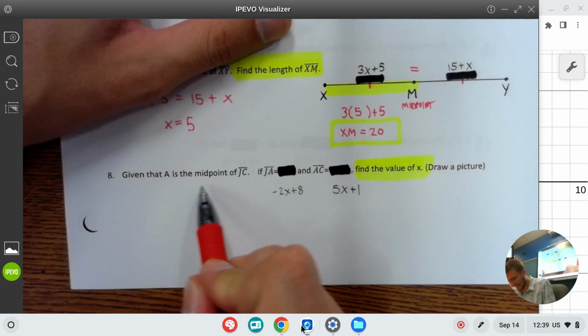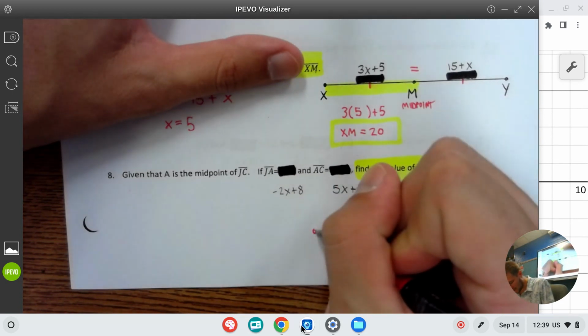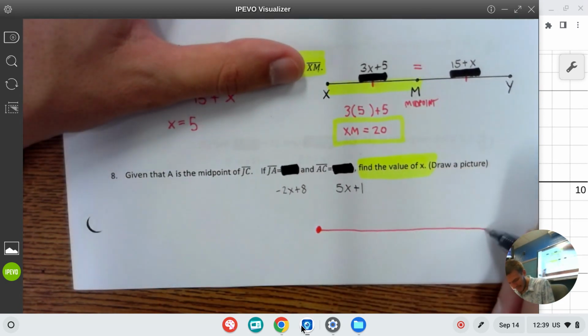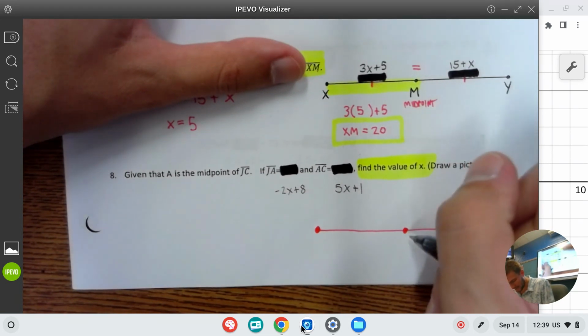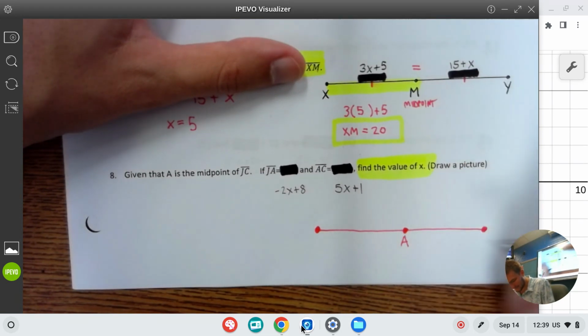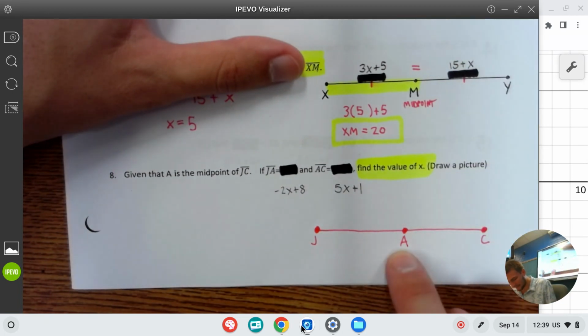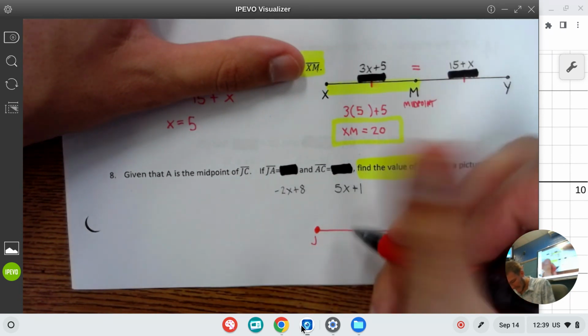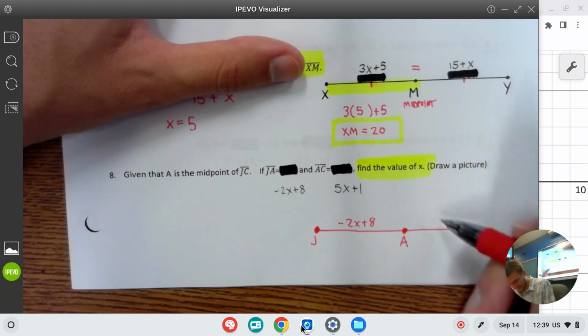We know that A is the midpoint of line segment JC. I'm going to go ahead and draw it. If you're trying to do a line segment question and you're not going to draw it, you are just handicapping yourself for no reason. You might as well set yourself up. JC with A in the middle, it says JA is negative 2x plus 8. It says AC is 5x plus 1.